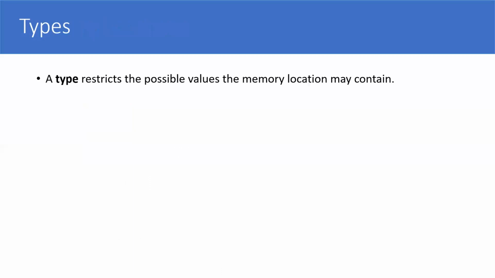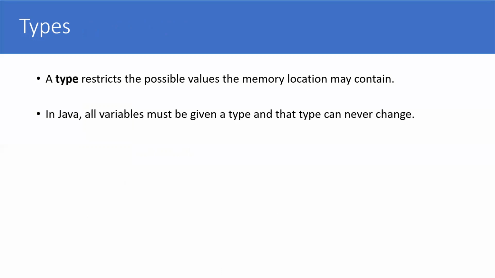So types. What is a type? A type restricts the possible values that a memory location may contain. So why would we care whether it restricts or not? Well, let's find out. But before we talk about that, all variables must be given a type, no matter what.